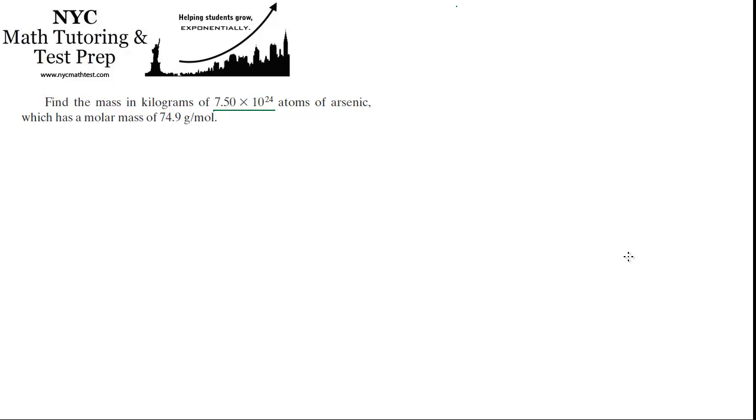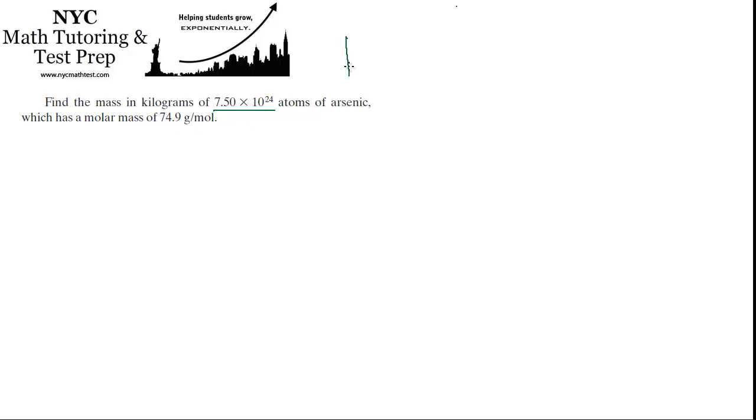Find the mass in kilograms of 7.5 times 10 to the 24th atoms of arsenic, which has a molar mass of 74.9 grams per mole. So we know the molar mass, and we know the number of atoms that we have. So this problem is testing your basic understanding of a mole.